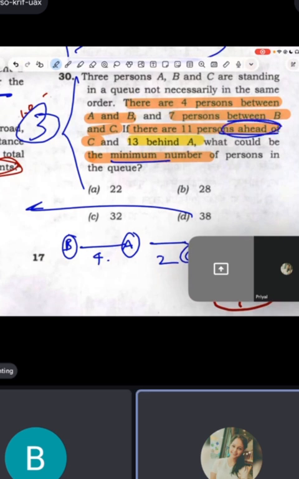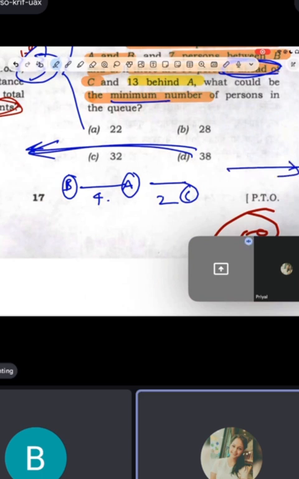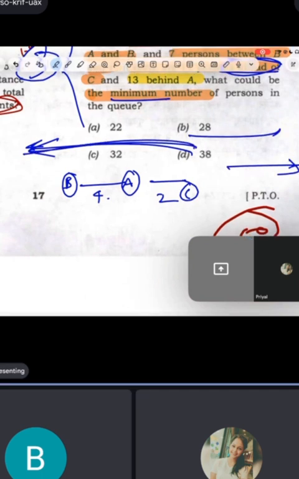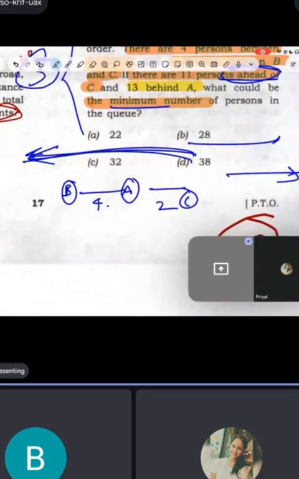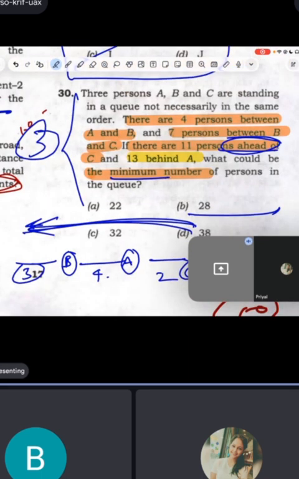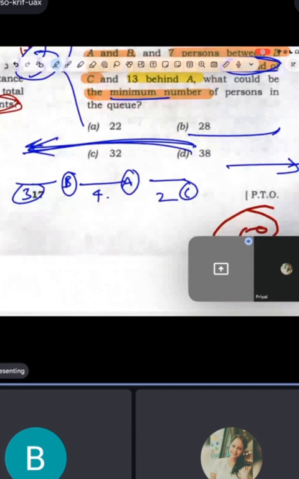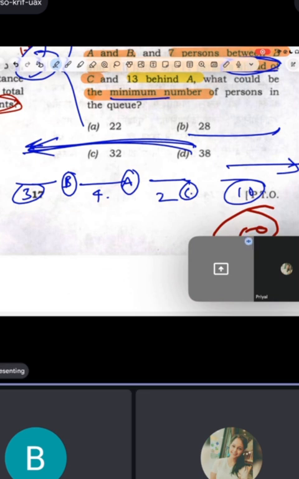This side is ahead, Priyal, and this side is behind. So if there are 11% ahead of C, so 2 and 3, 4, 3, 7, 8, it means 3% are there. Then 13 behind A. Behind A means this side. So 2 and 3, it means 10 is left. Now count: 10, 11, 12, 13, 14, 18, 19, 22. This is the answer.